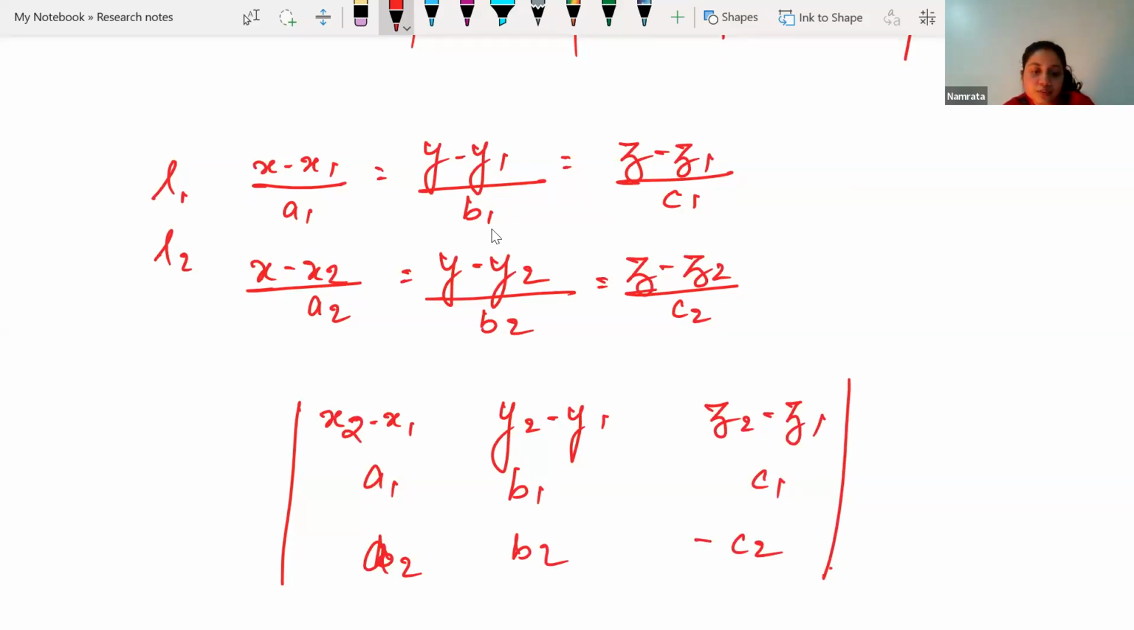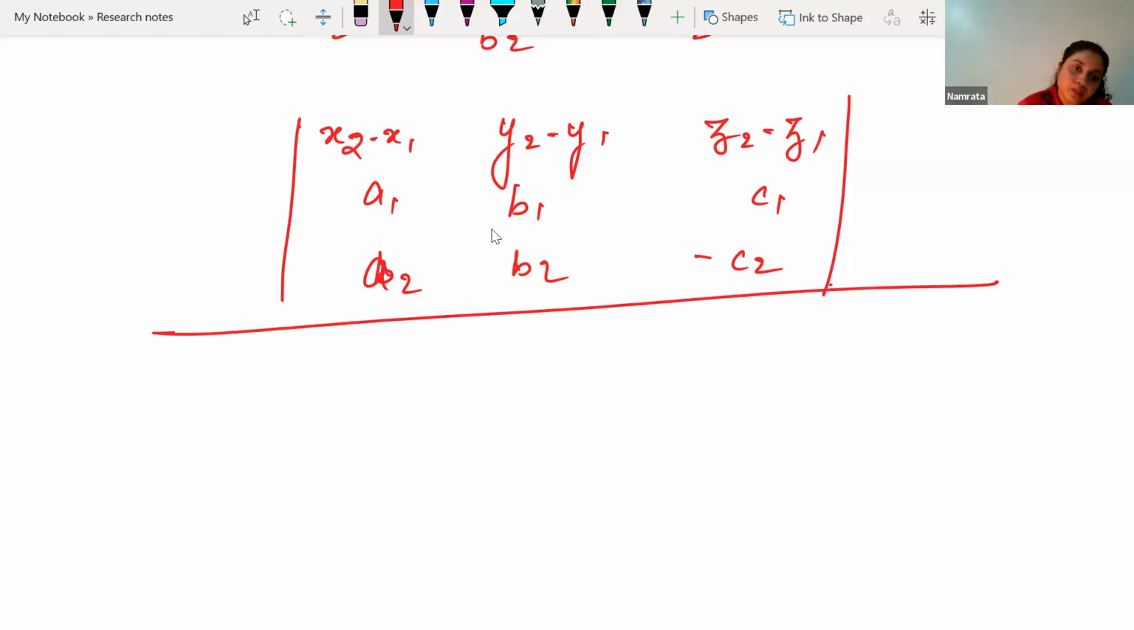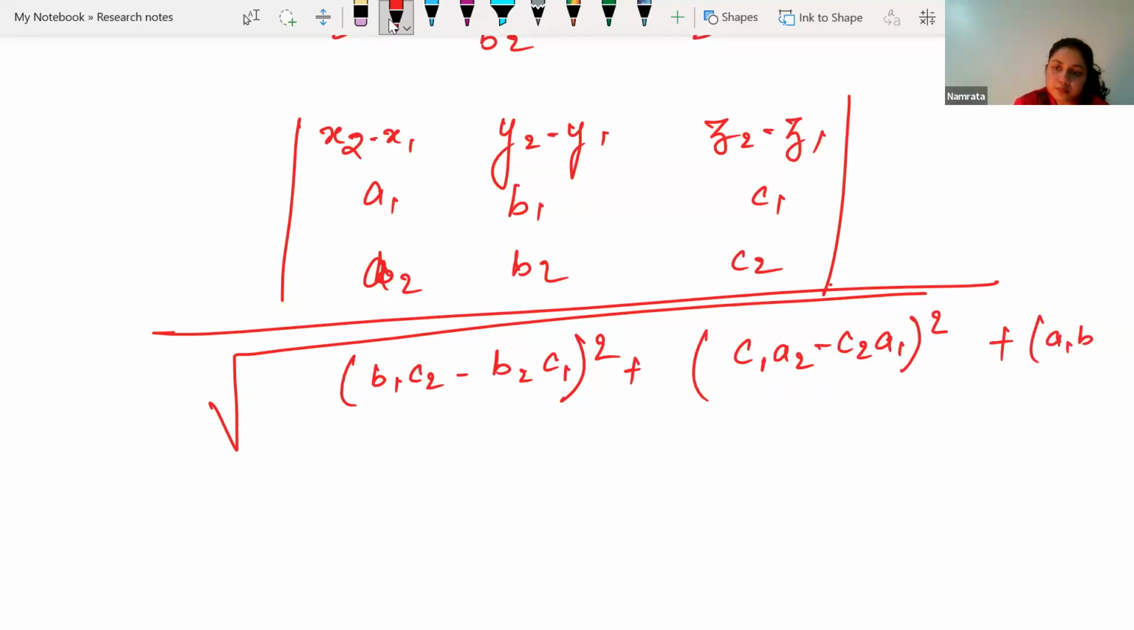Okay, let's solve a few questions. This is the determinant we have to find: x2 minus x1, y2 minus y1, z2 minus z1, a1, b1, c1, a2, b2, c2, over the square root of (b1 c2 minus b2 c1) whole square plus (c1 a2 minus c2 a1) whole square plus (a1 b2 minus a2 b1) whole square.